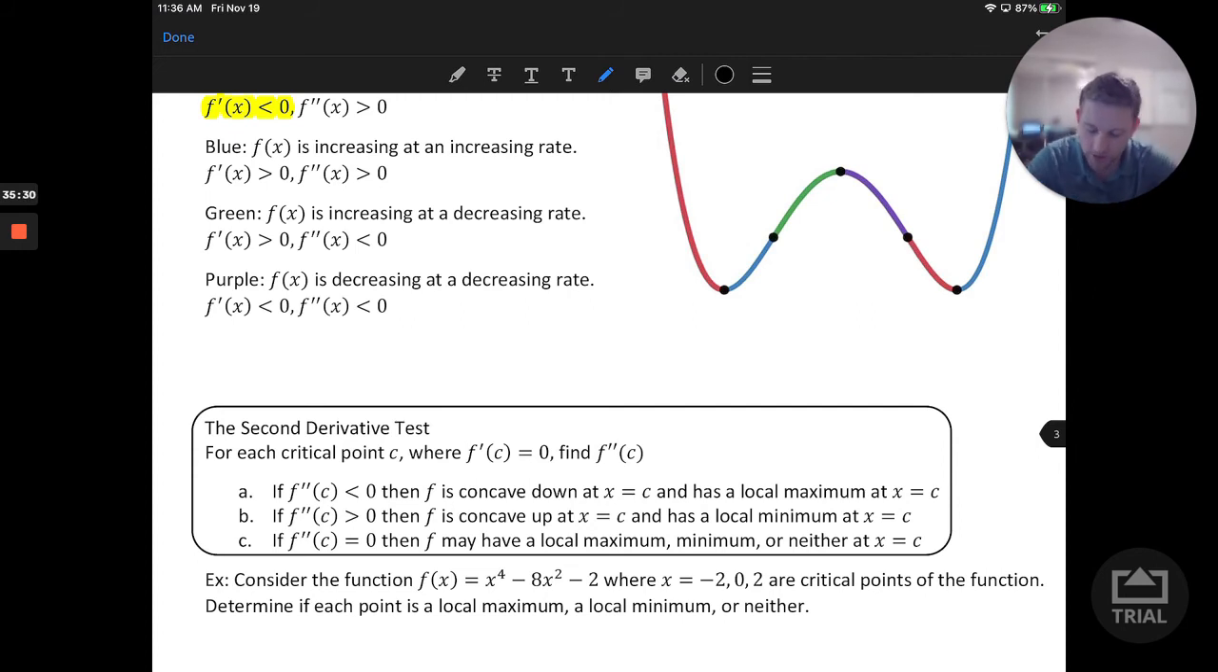So in other words, if we have a critical point where we are in a concave down region, the critical point where our derivative is equal to 0 will be a maximum. So that's our part A right there.